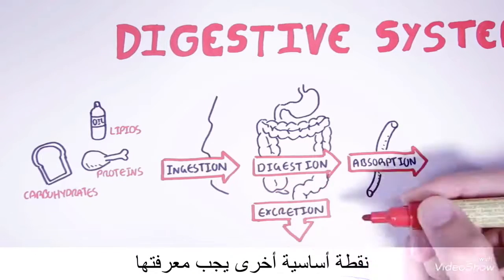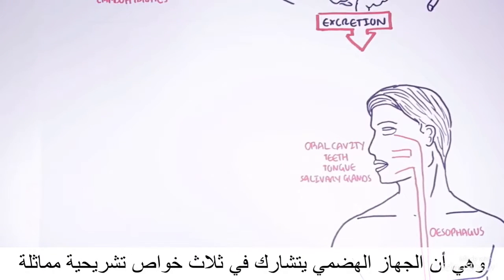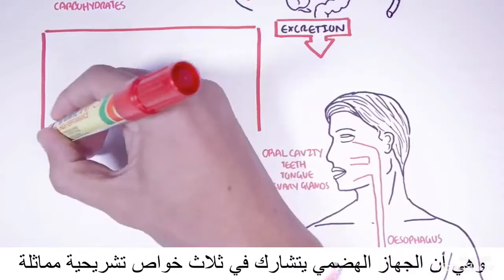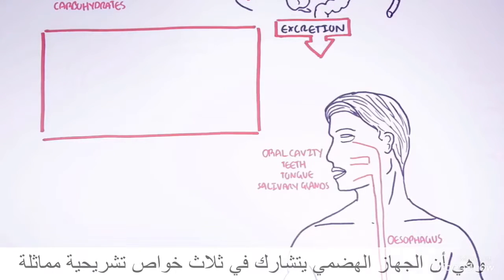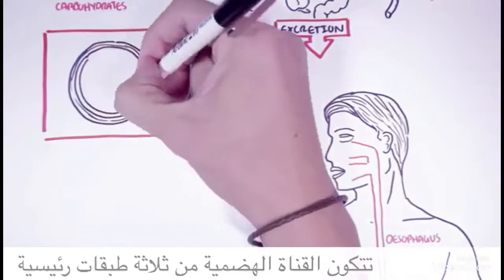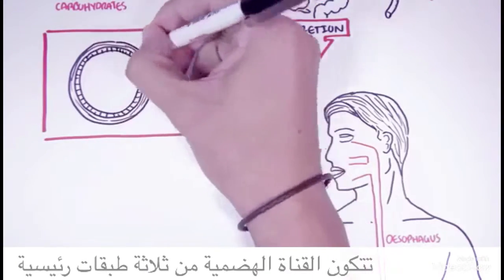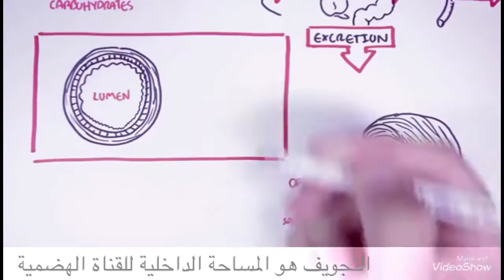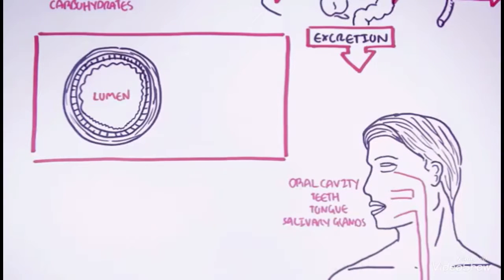Another fundamental point to take in is that the digestive tract all share three similar anatomical properties. Here I am drawing a diagrammatic cross-section representation of the digestive tract. The digestive tract has three main layers. The lumen is the inside space of the digestive tract.